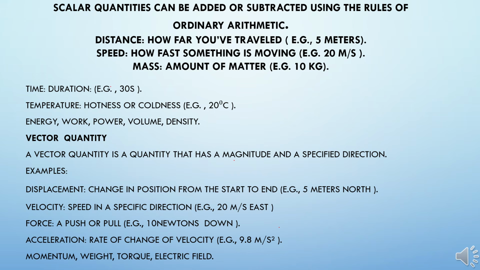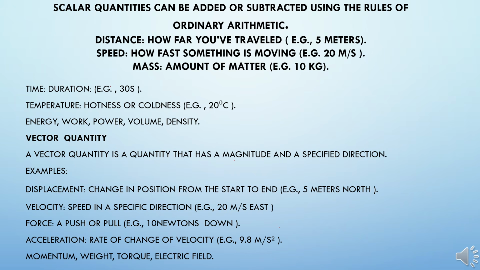Distance. Now distance is how far you've traveled. For example, walking from my house to school is 300 meters. It's a distance of 300 meters. Now distance has no special direction. It has a magnitude, and the SI unit of meters is assigned to the magnitude.